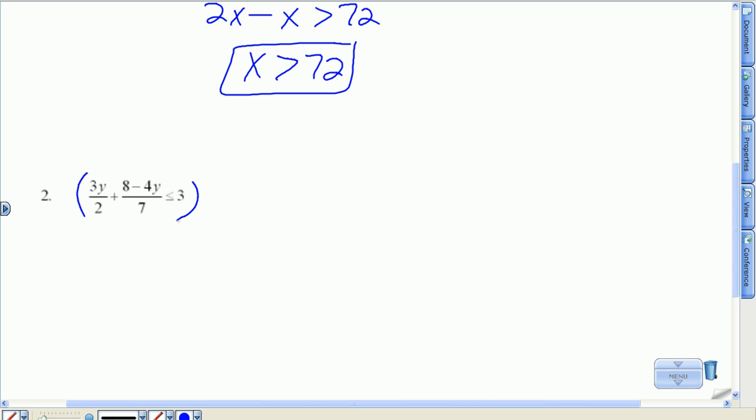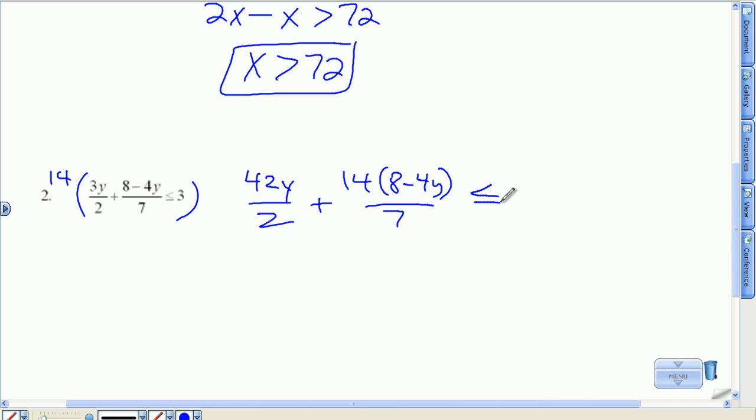Here the least common denominator is 14, so I'm going to multiply everything by 14. So this gives me 42y over 2 plus 14 times (8 minus 4y) over 7, and that's less than or equal to 42. Now notice here in the middle step, which I'll circle in green, I did not actually distribute. Whenever you have a distributive property, you want to stay away from actually doing it, because our goal after multiplying by the least common denominator is to reduce the fractions. If I distribute, I'm just going to have to factor, so I'll be chasing my own tail here.